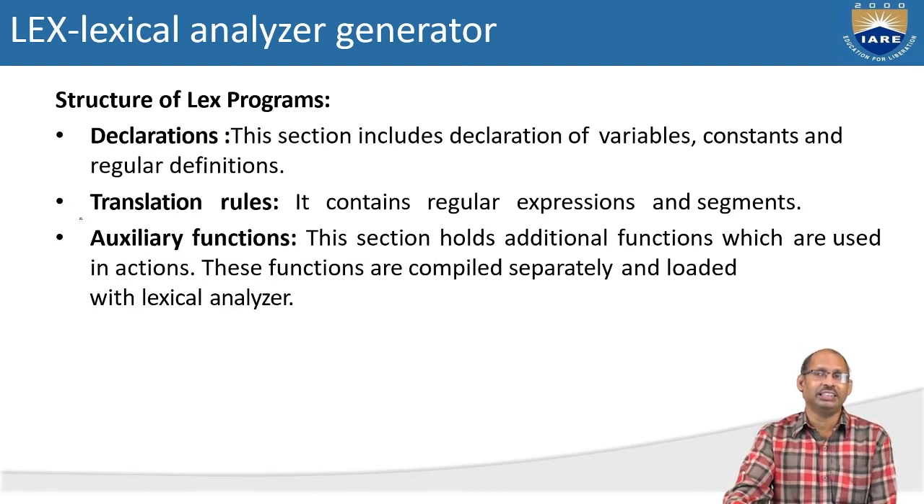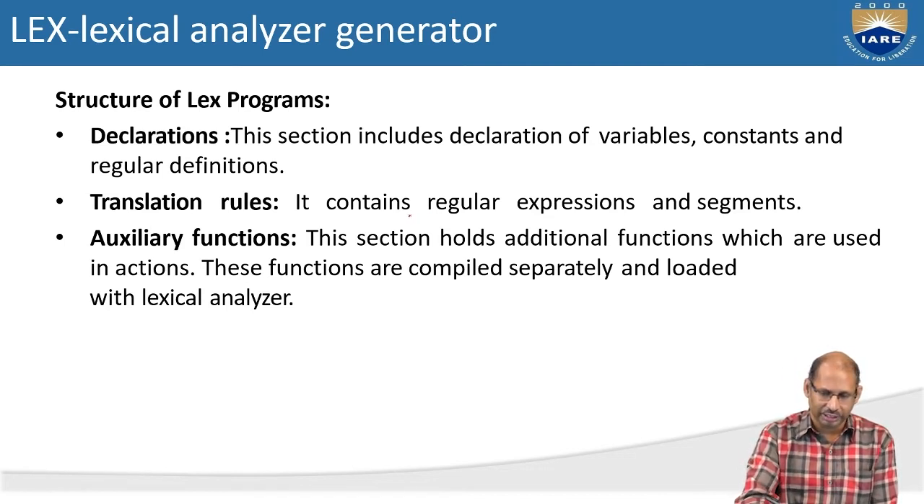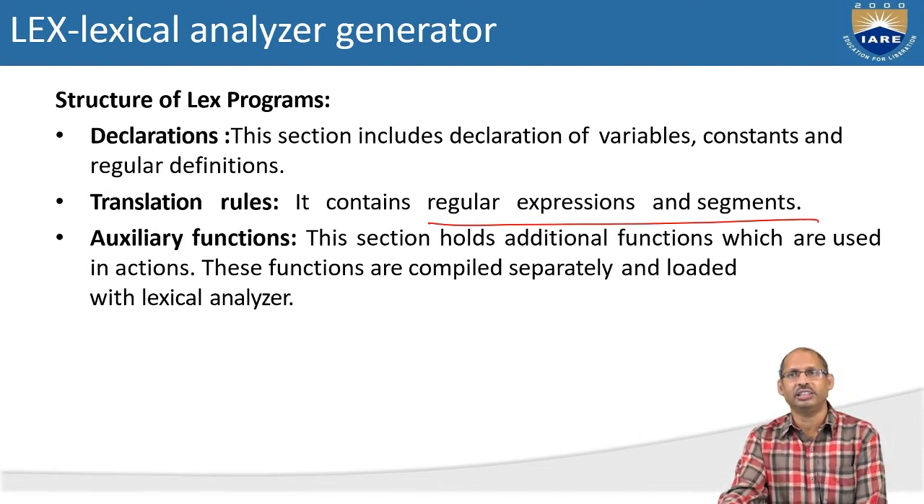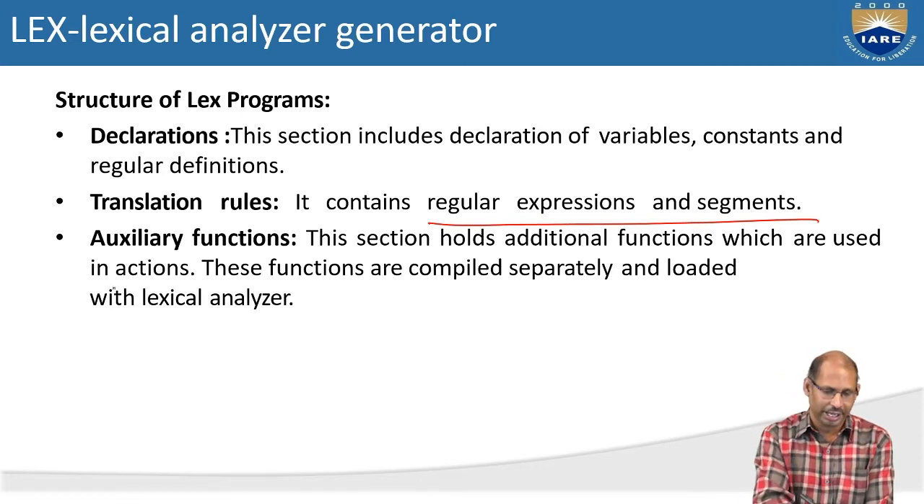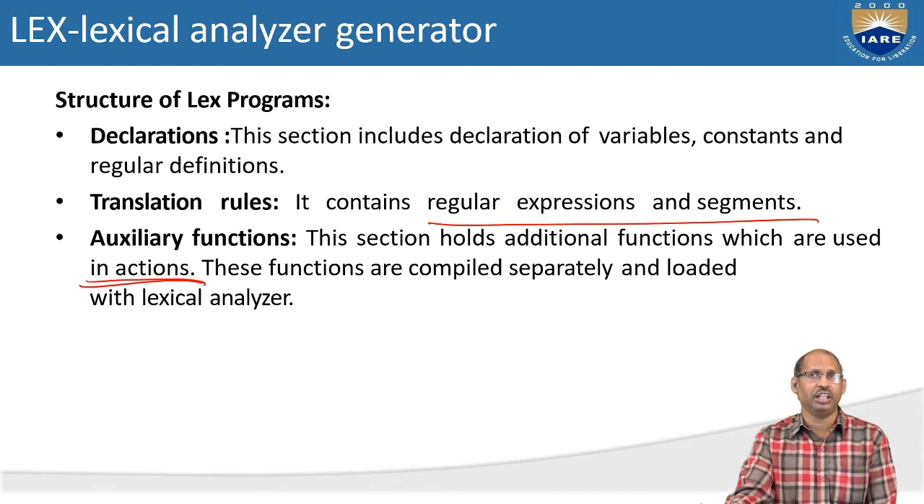So the declaration consists of the definition of the variables, constants, and regular definitions. Then the translation rules will consist of all the regular expressions and their actions. Then auxiliary functions hold the additional functions which are used in the action part, right? So the structure of the lexical analyzer consists of three parts: declaration of all the variables, constants, and regular definitions, and the translation rules, which consist of the regular expressions.